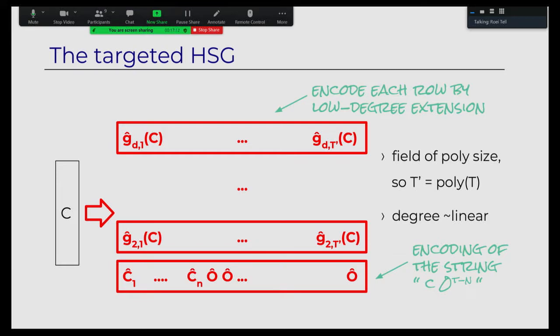The parameters are set up nicely. The field is of polynomial size, so instead of width n to the million, we now have n^2 to the million. The degree is roughly linear, or a fixed small polynomial if you want. And at the bottom, we have an encoding of the string that just has n bits of information, the description of C and a bunch of zeros. And observe that now we have more structure here, because every row is a code word, but we lost the original structure. We totally ruined the downward self-reducibility.